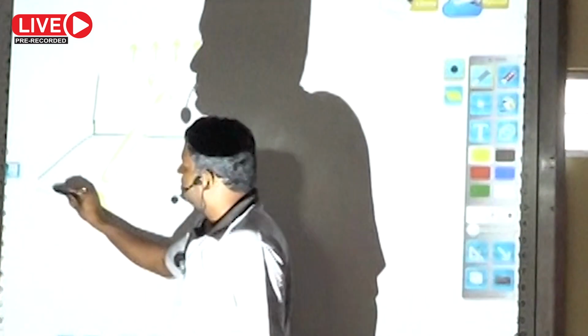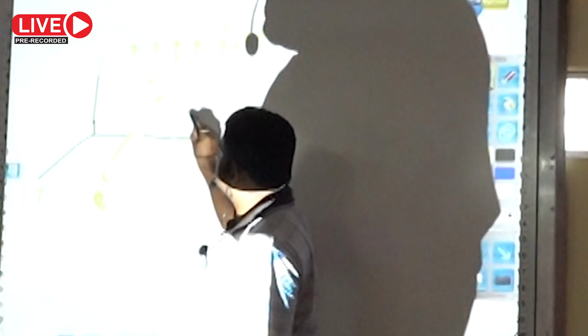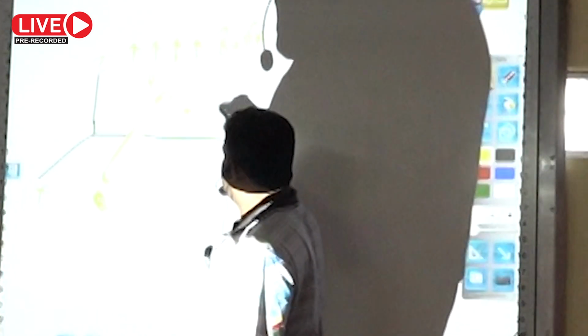Now, this is your x-axis, this is your y-axis, this is your z-axis, and the rod is moving with a constant velocity along this way. So, in which direction does the rod move? In the y direction. In the y direction the rod moves with constant velocity.